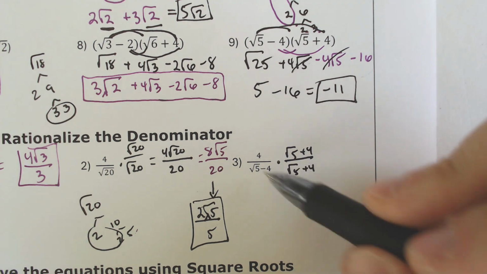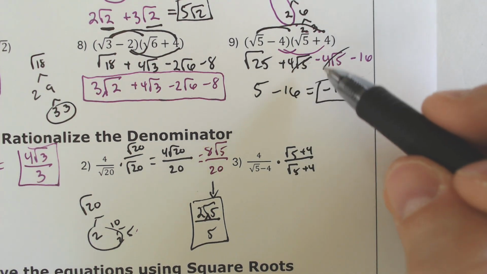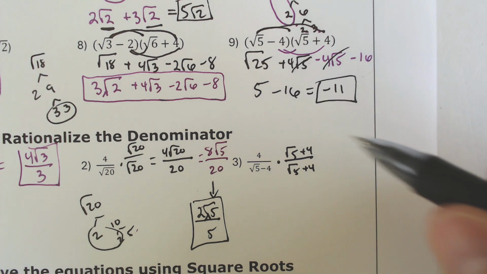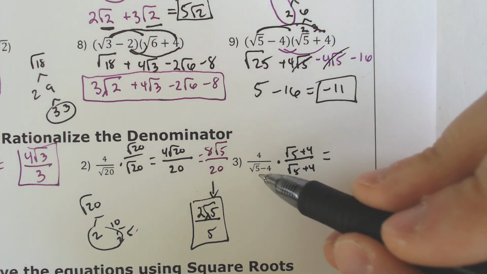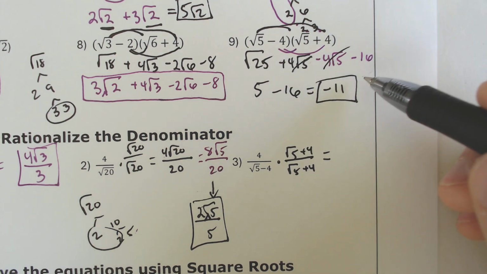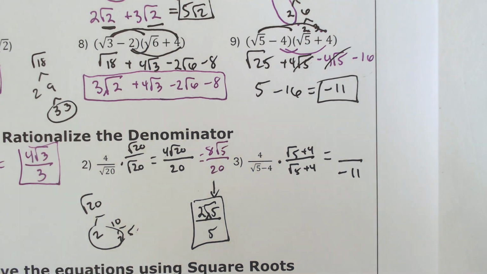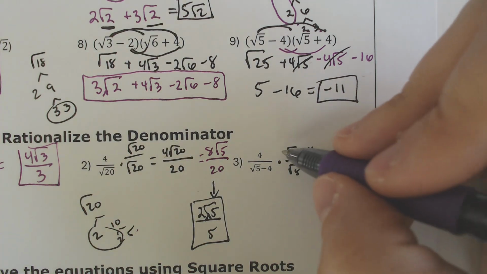So you would have to FOIL the bottom of the equation. When you FOIL the bottom of the equation, the middle part will cancel. We've already done this problem, so I'm not going to redo it. If we multiply square root of 5 times square root of 5, you get the 25, and then if you distribute it and keep going, you're going to get everything you got here, and you end up with a negative 11 on the bottom. What about the top of the fraction?